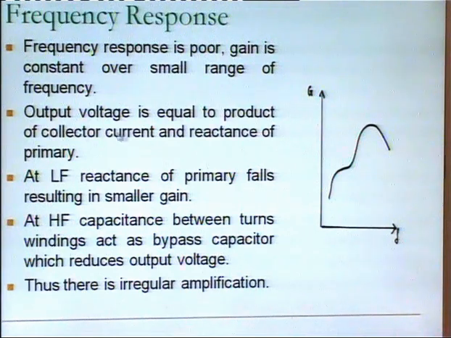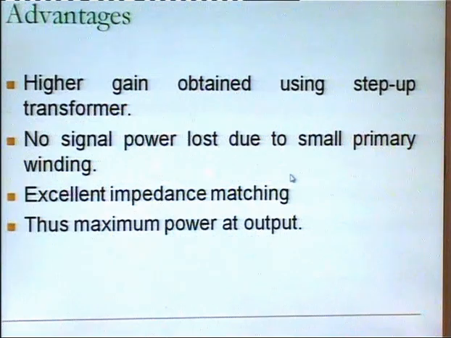Output voltage, we know, is equal to the product of collector current and the reactance of the primary. At low frequency your reactance falls, resulting in smaller gain, and at high frequency the capacitance between the turns of the winding acts as a bypass capacitor, which reduces your output voltage. That is, in the case of your transformer coupled amplifier, you are having a very irregular amplification. Only for a small part of your frequency you are having a constant gain.